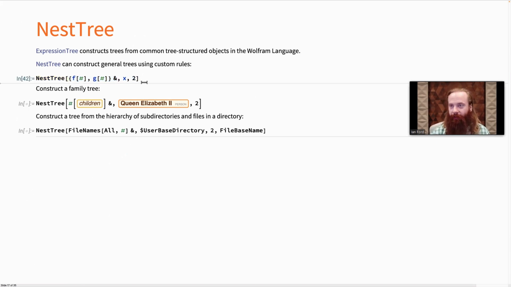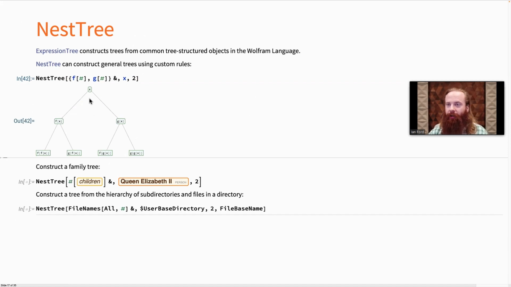So we evaluate this. There we see a tree with level 1, level 2, and at each level, the operation given to NestTree is applied to the leaves to get the next level. So this can be used to construct completely arbitrary tree structures from any initial expression using any functions you want to compute the children and the data.